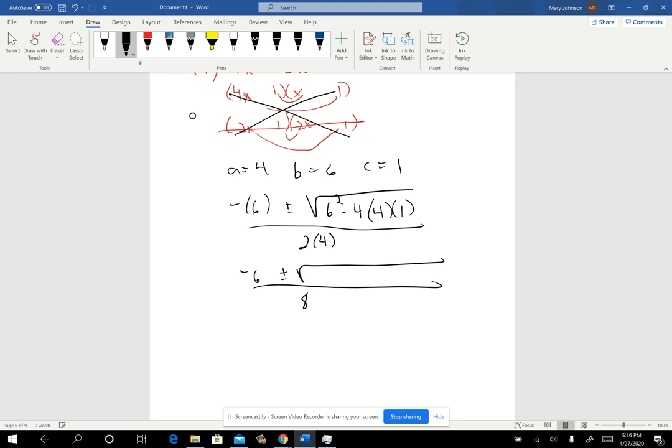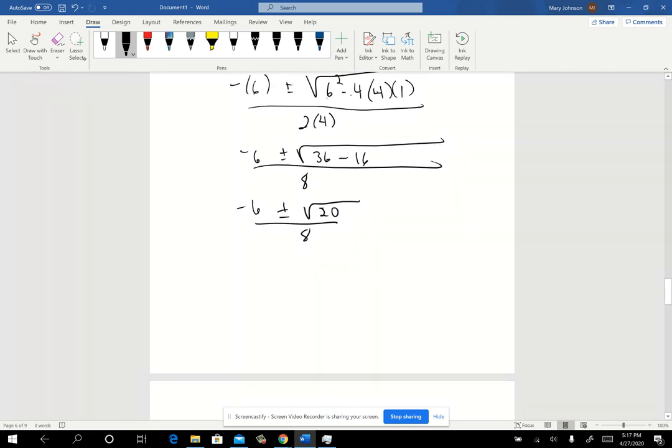Okay, in here we're going to have the 36 minus the 16. That's going to be negative 6 plus or minus, underneath here, a 20. So at this point, we have to take the 20 and break it down. So we have 2 2s and a 5. And when you do the square root, those 2 2s give you a 2 outside and a 5 underneath. So that'd be negative 6 plus or minus 2 square root of 5, all of that over 8.